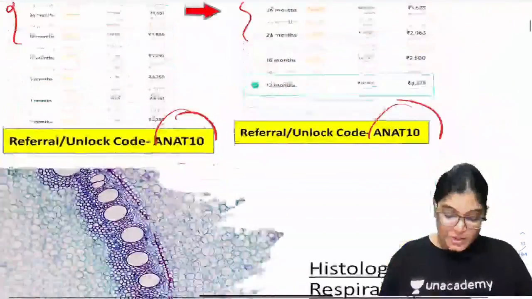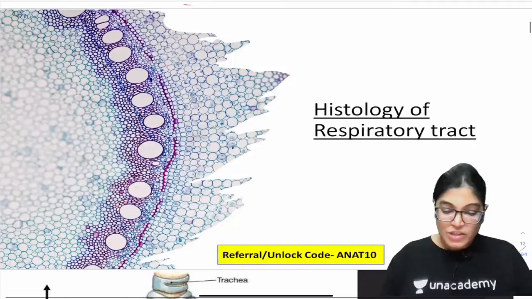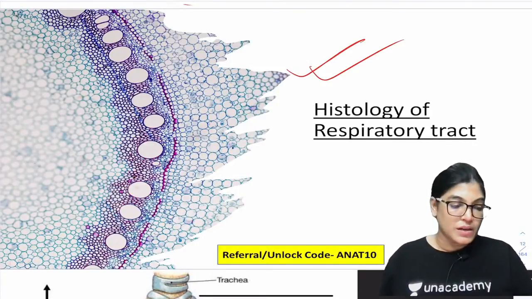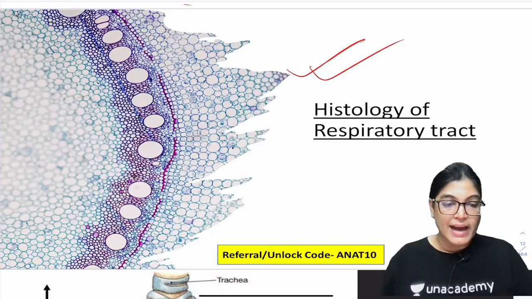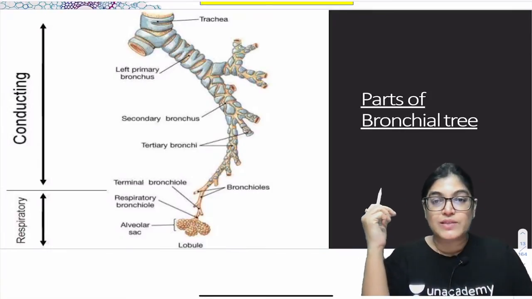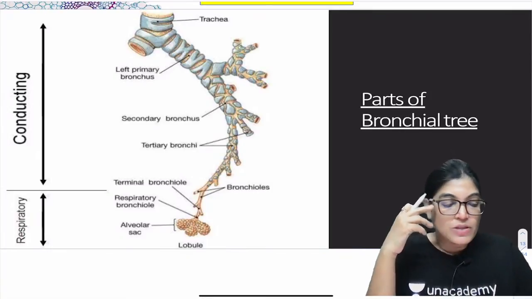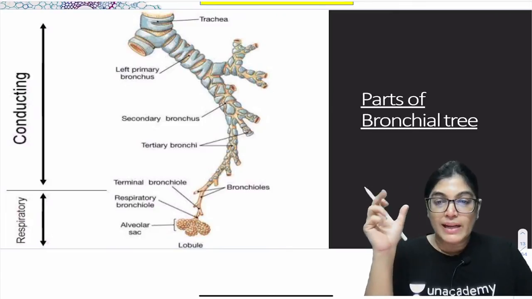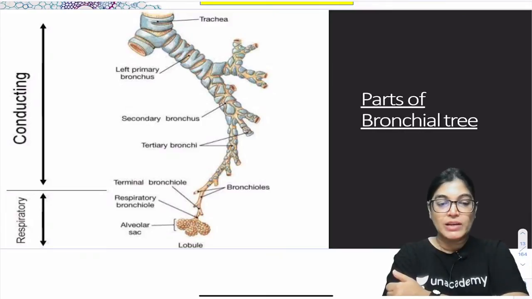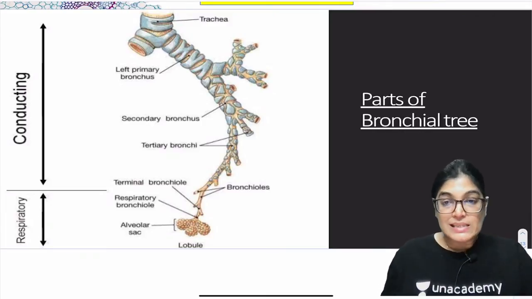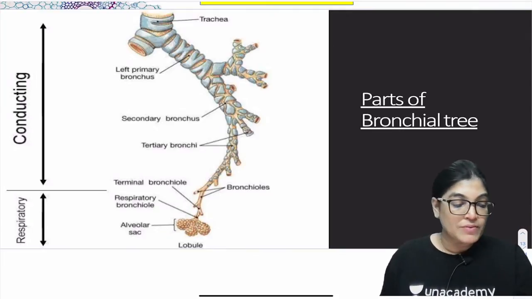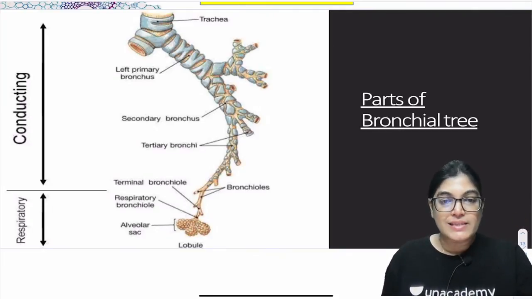Now let's start with the session. Today's session, I'm going to cover the Histology of Respiratory Tract. My dear students, in this Histology of Respiratory Tract, I just want to tell you about the changes which occur in the parts of the bronchial tree. Firstly, I want to give a whole layout of it when we are coming from the larynx to the bronchioles. When moving down from the larynx to the bronchi, there are certain changes seen in the whole of the respiratory tract, which commonly apply to all. So let's see what the changes are.